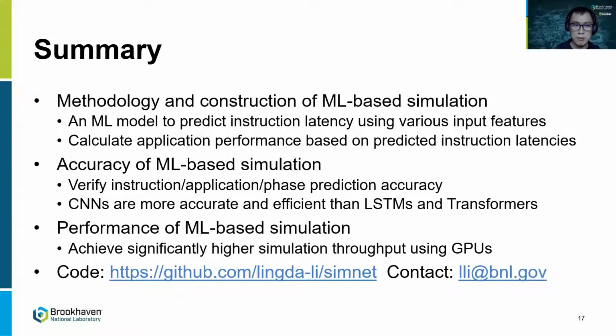Among different SimNet models, we show that convolution net models are more accurate and efficient than LSTM models and the transformer models for computer architecture simulation. In the end, we show that using state-of-the-art GPUs, SimNet can achieve significantly higher simulation throughput.